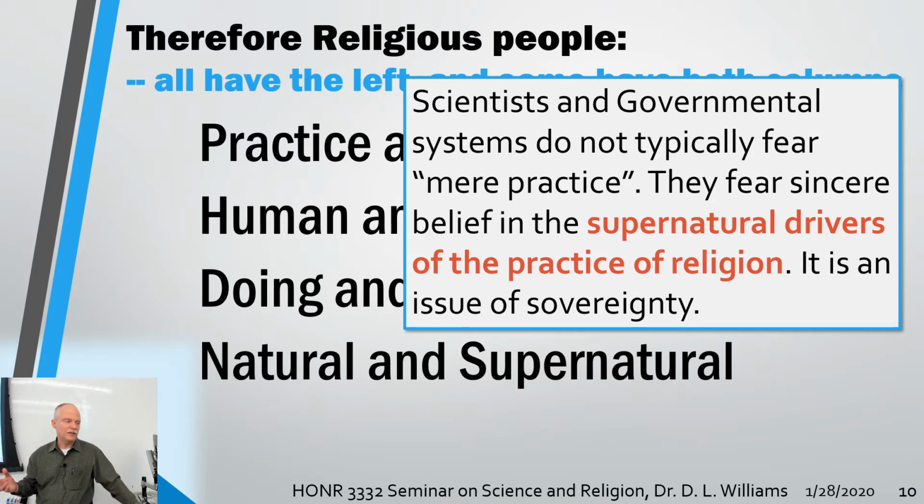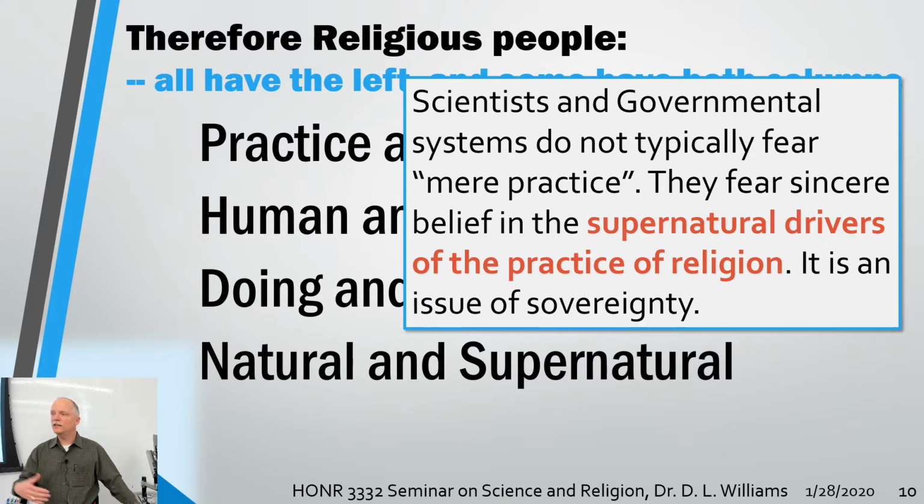Now, this is the interesting thing. Scientists and governmental systems typically don't fear mere practice because it's just people doing things. Okay. Where it becomes an issue is the supernatural drivers of the practice of religion. So if you have believers who are uncompromising because they believe this is the Word of God and I won't move, and no government can call me off of that, then government has a sovereignty issue with this religion. So it's not just religious people, it's the religious believers, the ones that believe there's a supernatural component that trumps all governments and all systems. Okay. You see where the conflict might lie.